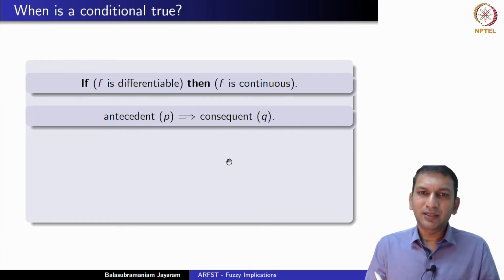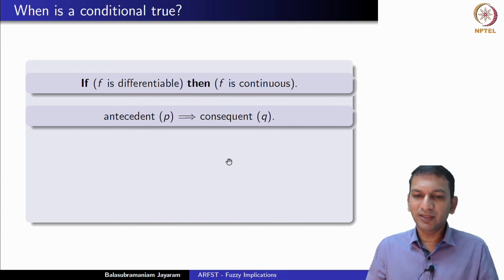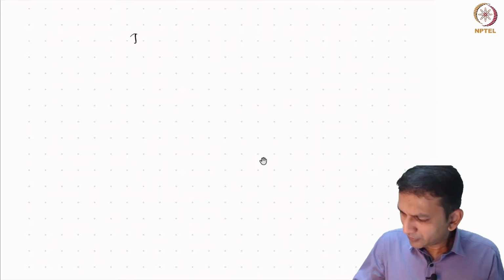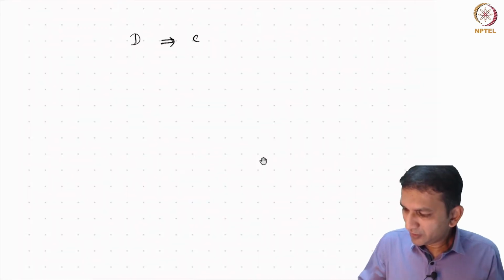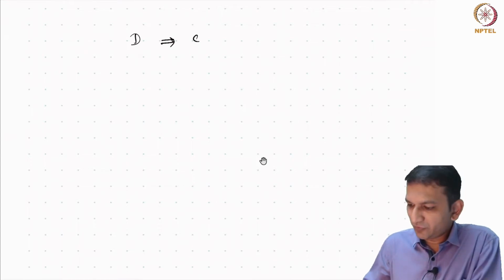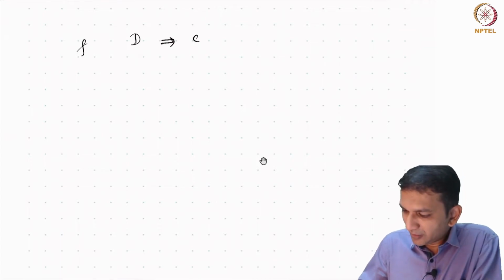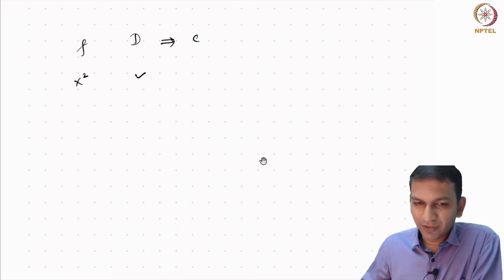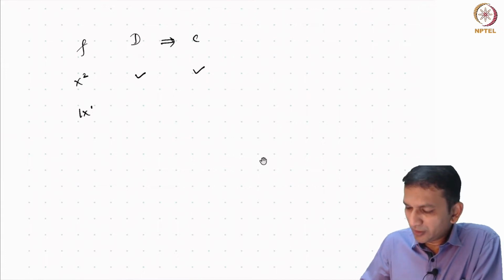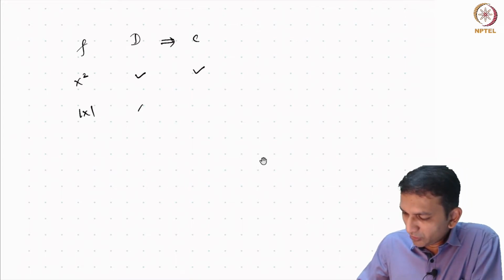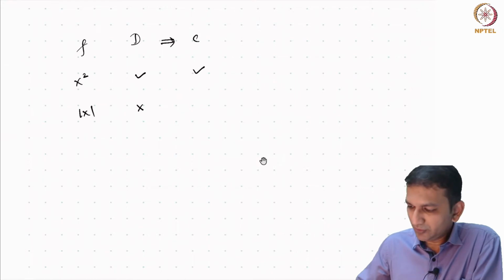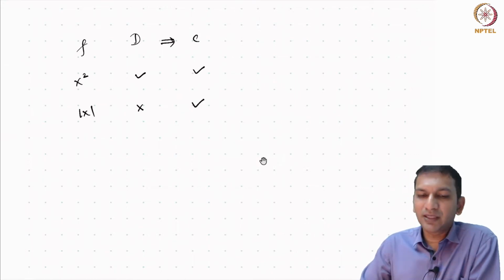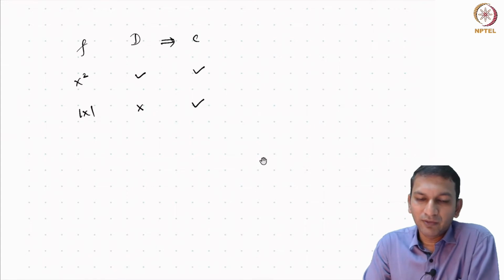Let's once again consider this statement: if f is differentiable, then f is continuous. So now, let's pick up a few examples of functions f. Consider for instance the function x squared. We know this is differentiable and this is also continuous. Let's look at the function mod x. We know that this is not differentiable at the point 0, at the origin, but however it is continuous on its entire domain, which is R.